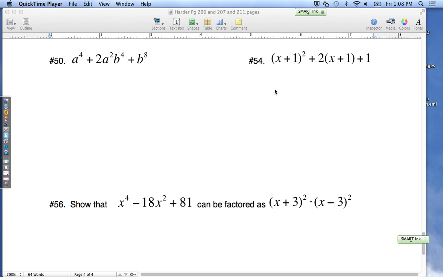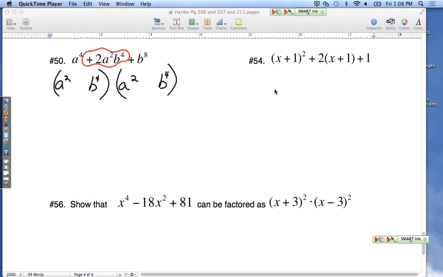Number 50, they have no common factors to be removed, and you can see that you've got perfect squares on both ends. So a to the fourth is the product of a squared times itself. B to the 8th is the product of b to the 4th times itself. And my term in the middle is plus. So that means my binomial factors, a squared plus b to the 4th times a squared plus b to the 4th. And you could write it as a single binomial factor raised to the power of 2.